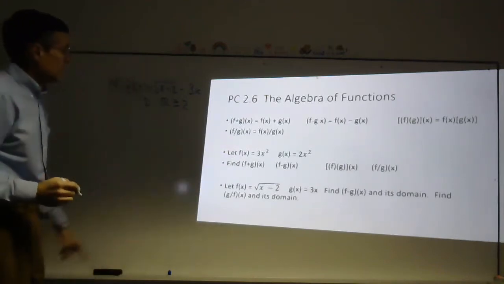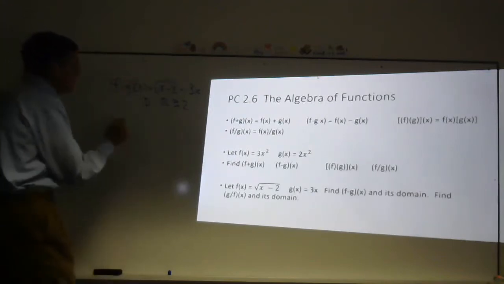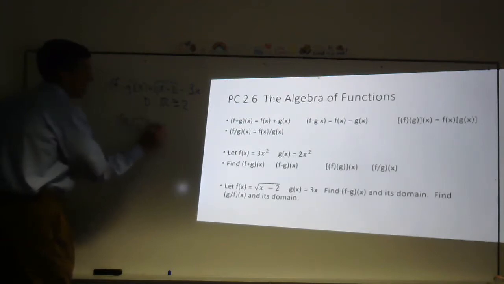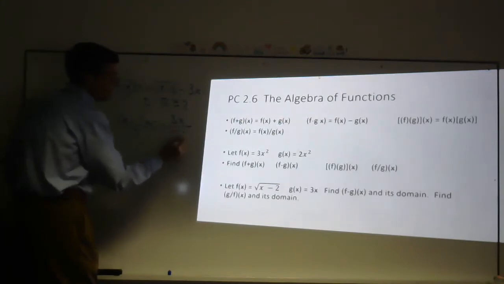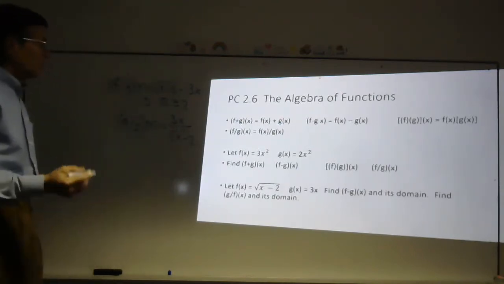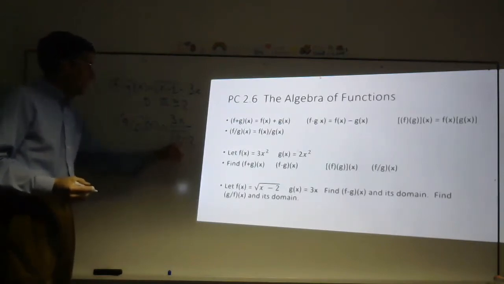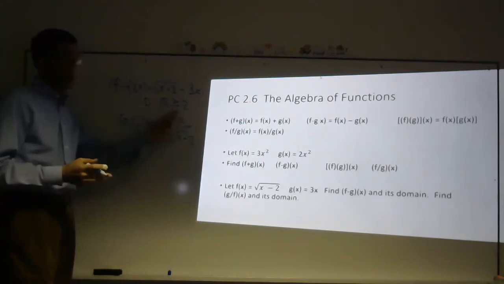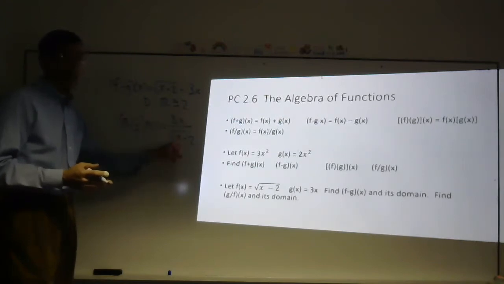Now let's talk about g divided by f. g divided by f would be 3x over the square root of x minus 2. And what about the domain of that one? Here we've got a problem once again. Not only can you not take square roots of negatives, and numbers smaller than 2 give us a problem there, but in this case, x cannot equal 2 either, because you'd have division by 0.